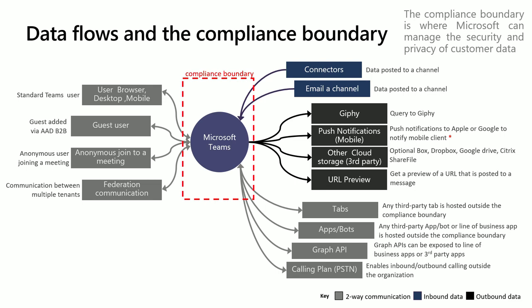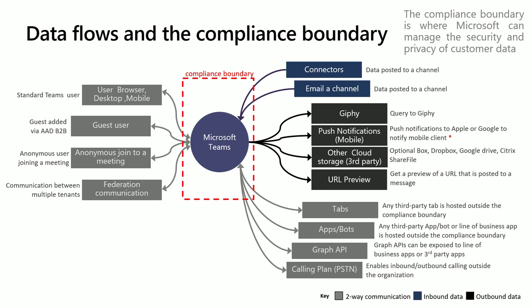So those gray arrows are bidirectional. Data flows both ways. Connectors are different. It only comes in, which is good if you can do it. Email a channel is the same thing. You can never send information out over email in Teams.